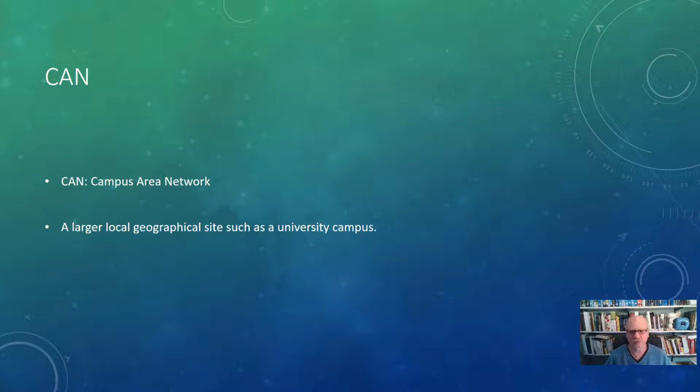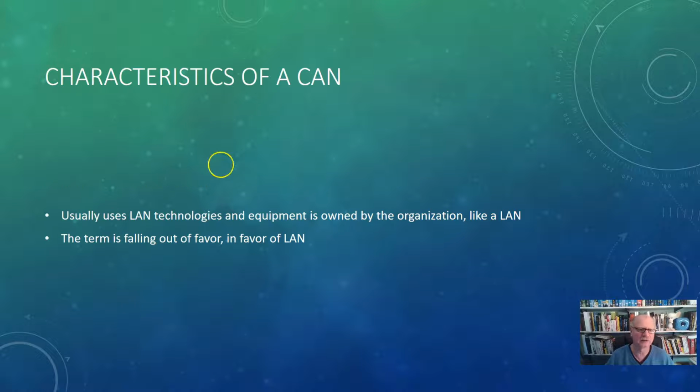Or more typically, we would run our own wire. We might use fiber optic wire to get across the campus. We might even use copper wire to get across campus. But we more typically own all of the equipment ourselves. And so CAN is more often just a LAN today. So it usually uses LAN technologies. It could use WAN technologies, but usually uses LAN technologies, and the equipment is owned by the organization.